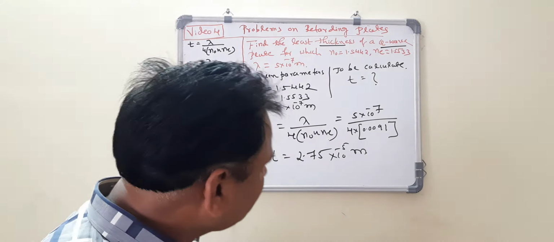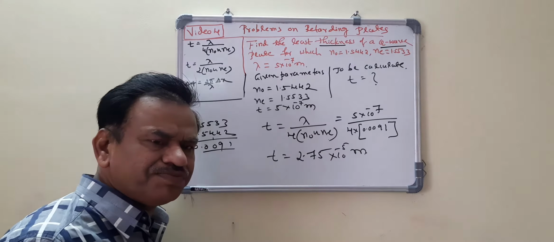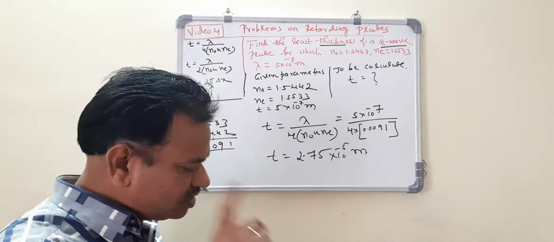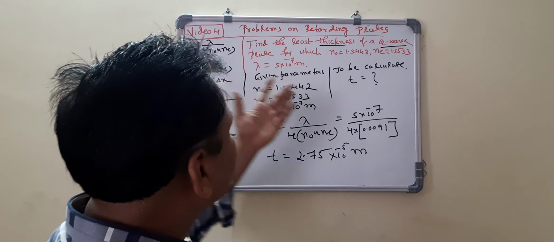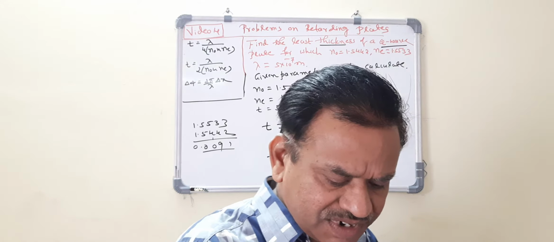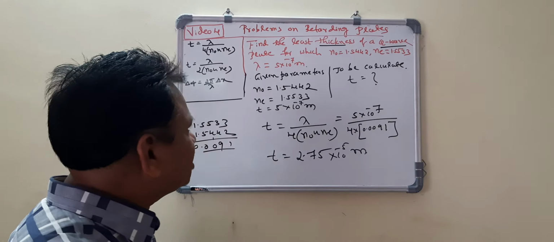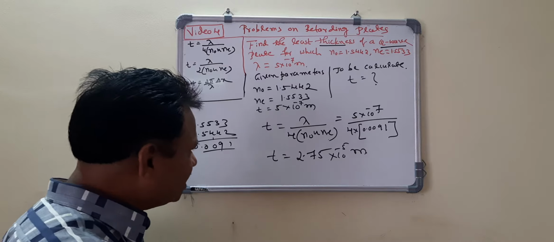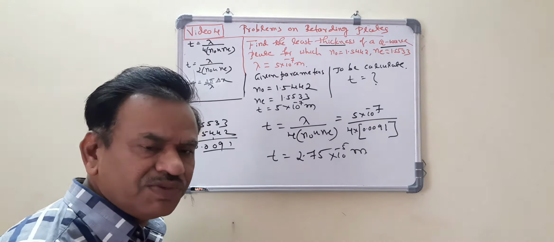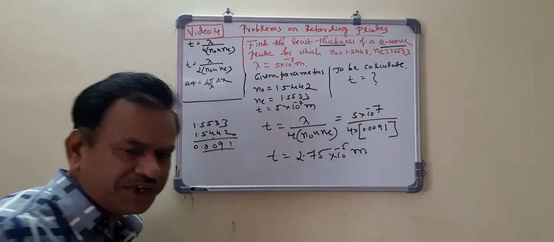Students, the problems in this chapter are very, very easy. Only two or three sets of problems come in this chapter. One is on Brewster's law and another is problems on retarding plates. But so far I have not solved the problems on Brewster's law. I will solve them in the next video. This is one sample problem. Okay, one more problem I will solve.